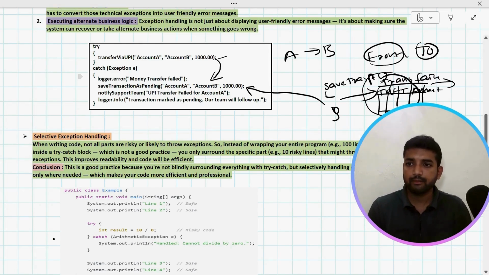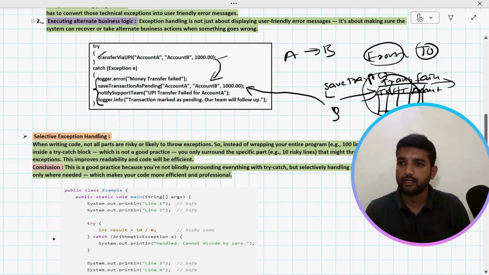Here the primary logic, the transaction from one account to another account, has failed. Still, we are writing some business functionality in the catch block. So the second usage is executing alternate business logic. Here the alternate business logic is save transaction as pending. This is one of the uses which we frequently see in real-time projects.